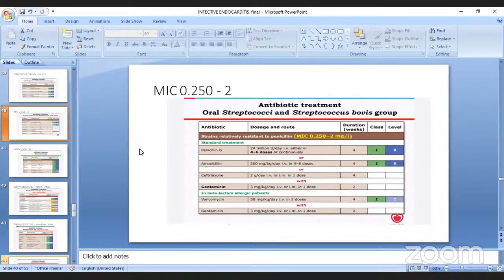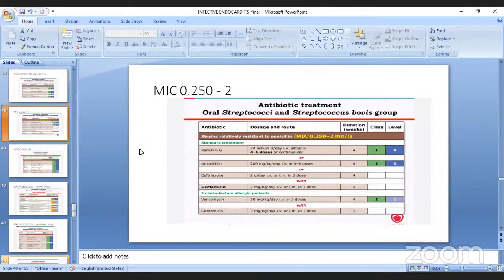That means, for Streptococcus bovis, monotherapy for 4 weeks is sufficient if the MIC is less than 0.125. If the MIC is more than 0.125, then monotherapy is not sufficient in patients with infective endocarditis due to streptococci. Okay, simple as that. Then you have to give either penicillin with genta, amoxicillin with genta, or ceftriaxone with genta. And if the patient is beta-lactam allergic, again, vancomycin with gentamicin. You do not have to forget genta if the MIC is more.